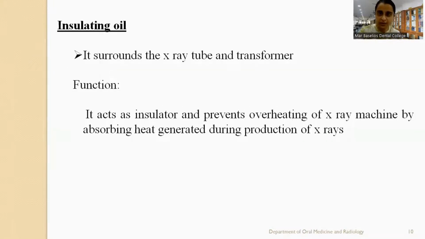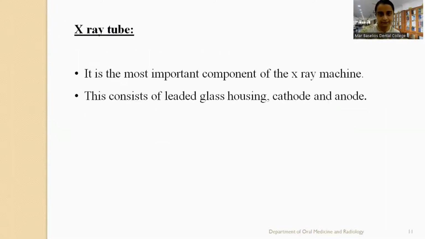Insulating oil surrounds the X-ray tube and transformer. It acts as an insulator and prevents the overheating of the X-ray machine by absorbing the heat that is generated during the production of X-rays.